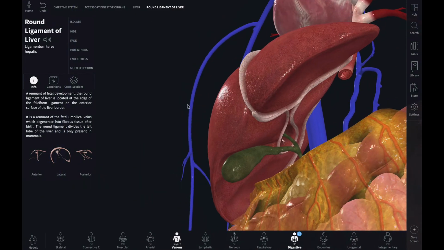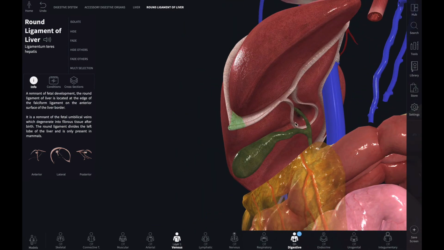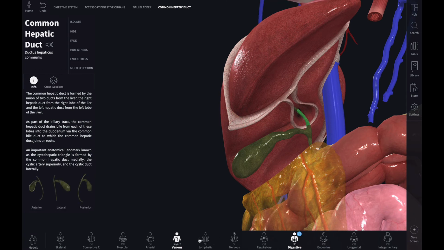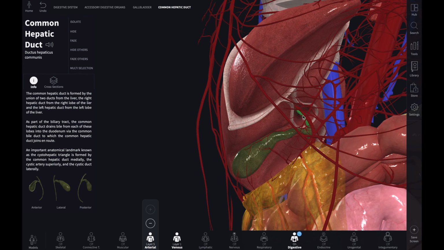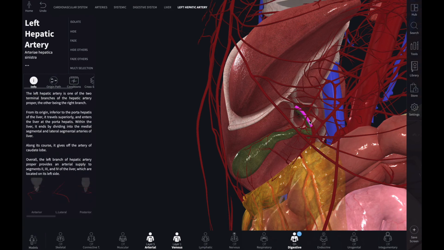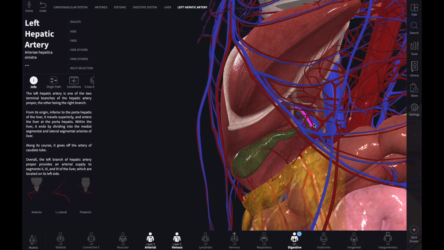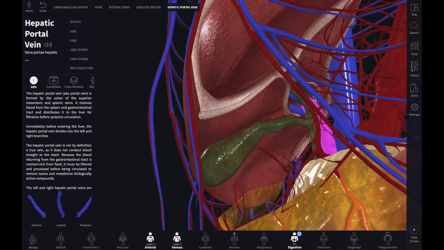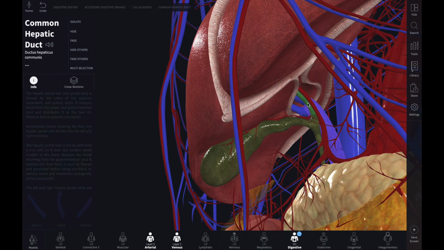Underneath, if you see, this junction is called the porta hepatis, through which the common hepatic duct is coming out. Then the portal vein will go inside, and the hepatic artery is also going. This is the hepatic artery, the right and the left hepatic artery going, and also the portal vein. You can see it clearly visible here. So this junction is called the porta hepatis.